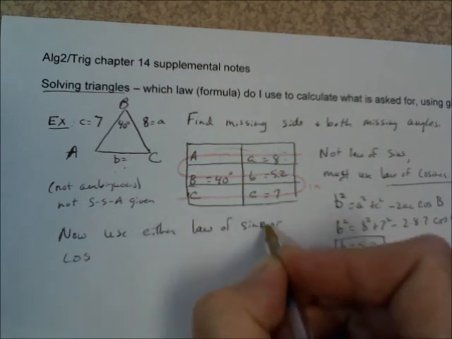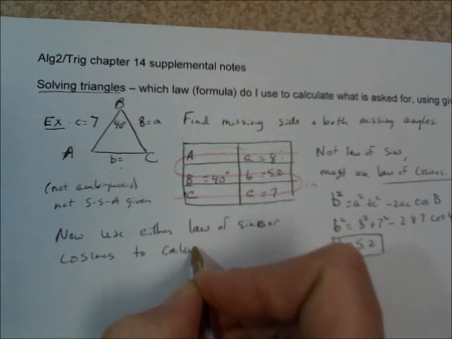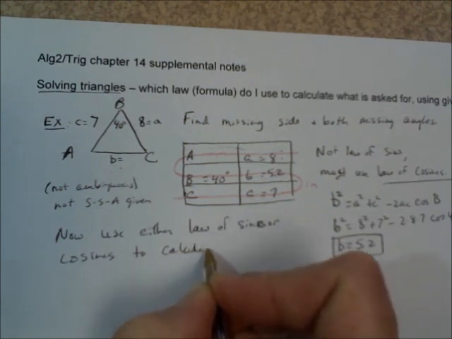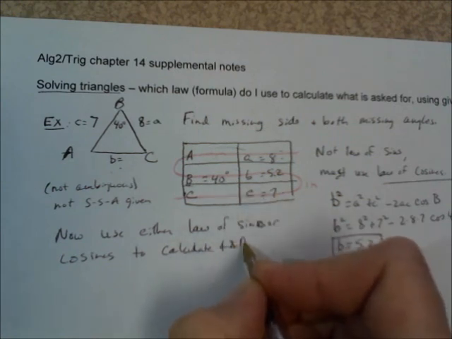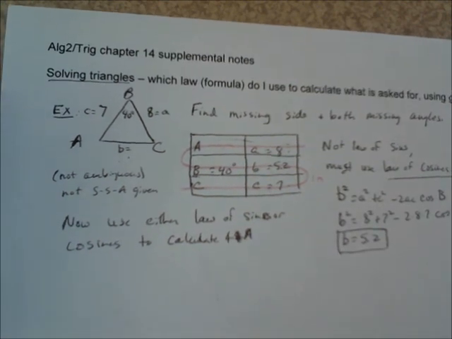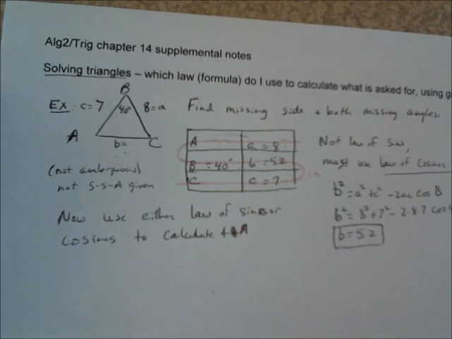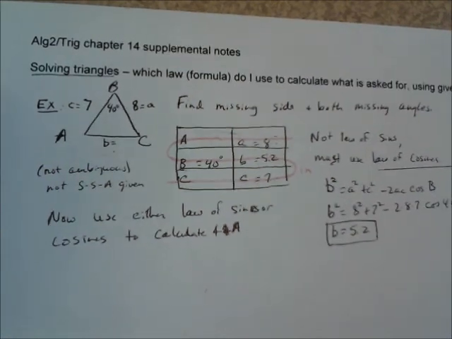Whoops, I should have put an E in there, to calculate angle. Let's calculate angle A. Oops, double angle in there. Calculate angle A. All right, so I guess law of sines is a little bit easier to use. So we'll use that.